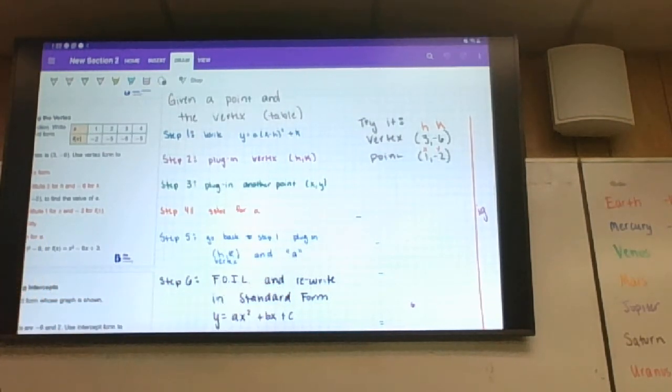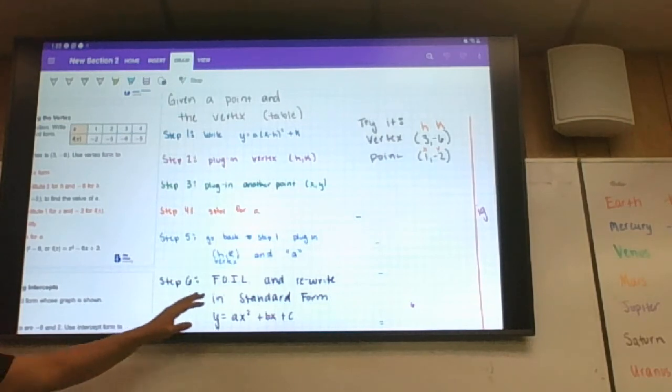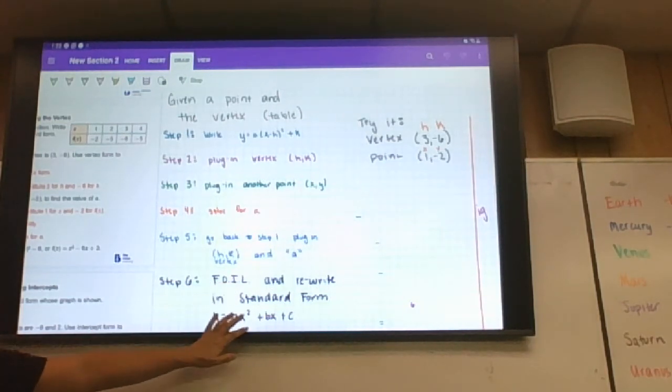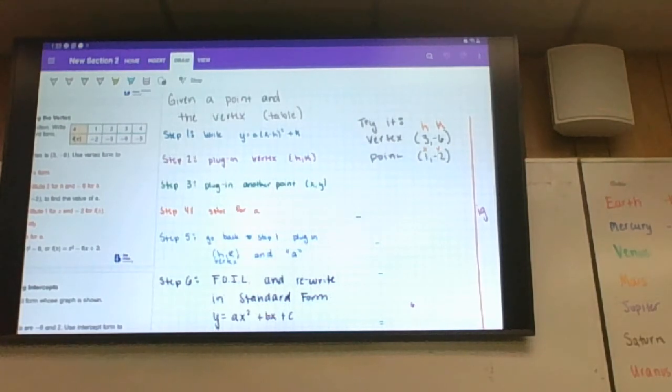If you make it to step 5 on your assignment, 9 and 10, you're doing great. The last step is to FOIL and rewrite it in standard form, and that finishes it. But getting to step 5 is going to be a great accomplishment.